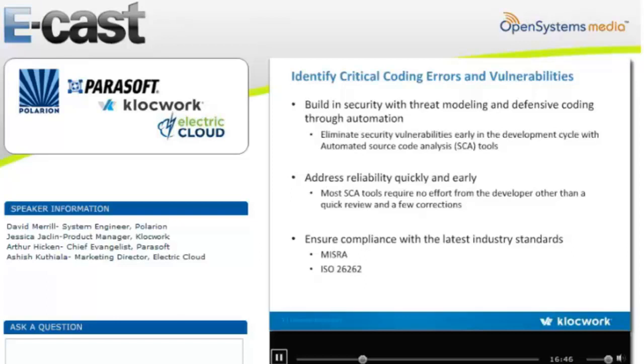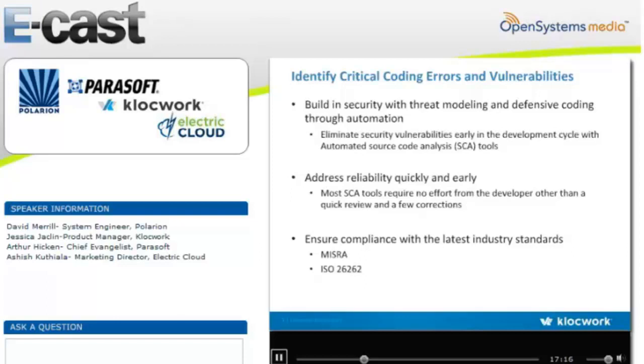One of the other things that we need to look out for is making sure that we address reliability quickly and early. The longer you wait, the more expensive it's going to be. I believe the industry estimate says that the cost of addressing a code defect after build is 10 times higher than addressing it during development. And that's why it's extremely important to be able to address reliability early.